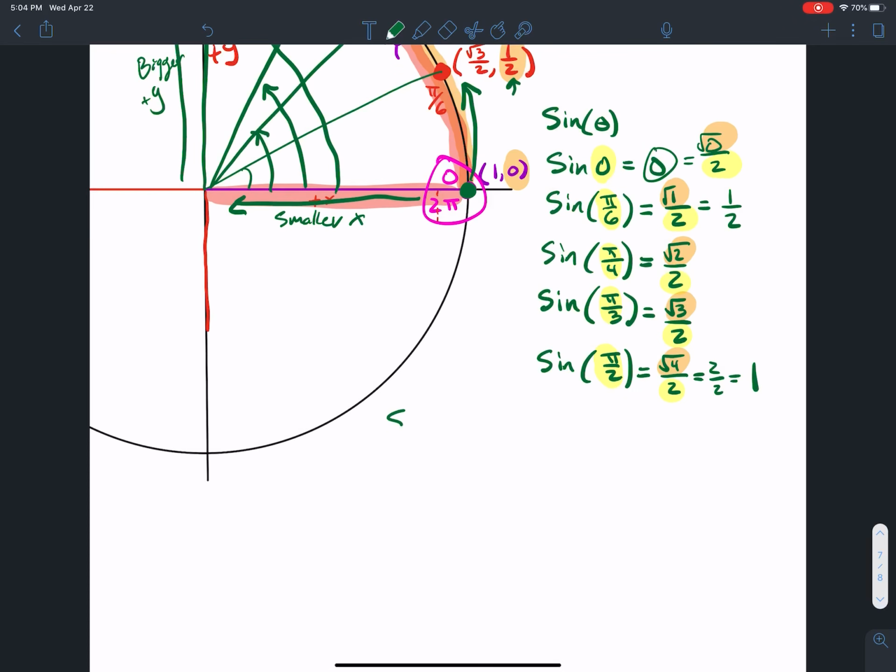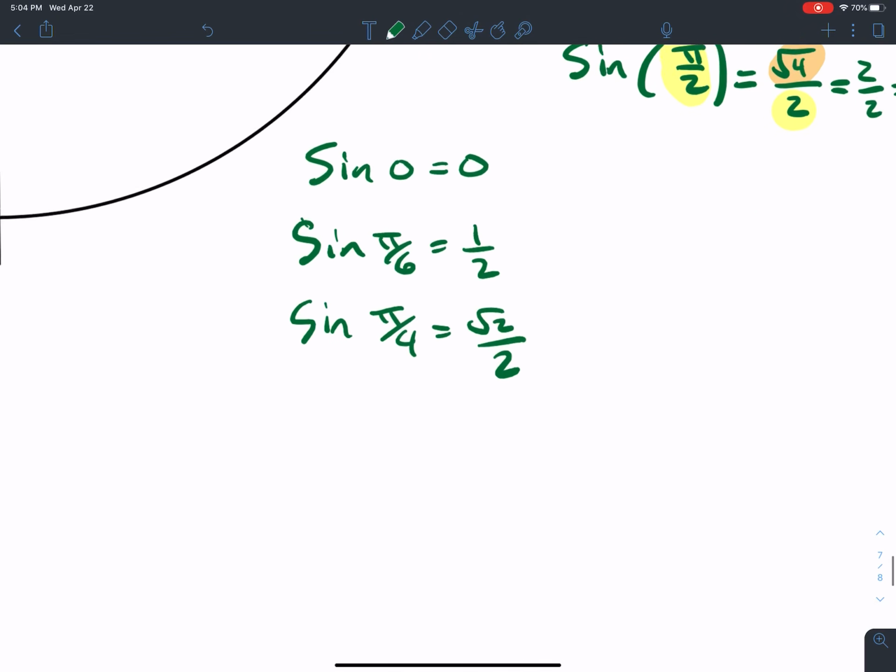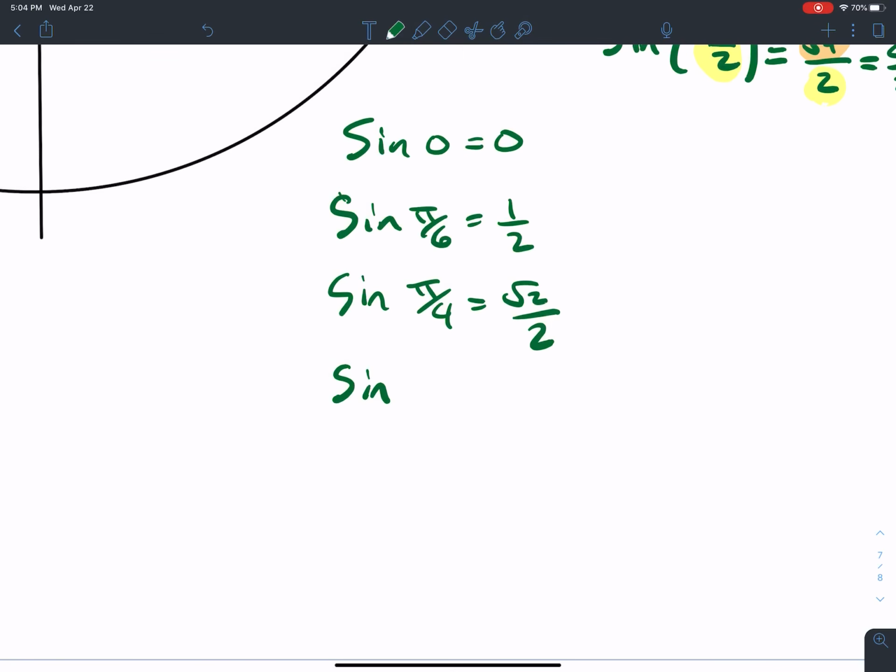So I have my sine of 0, which is 0. I've got my sine of pi over 6, which is 1 over 2. I've got my sine of pi over 4, which is square root 2 over 2. All I do is go up from there, right? Okay, so square root 3 over 2, square root 4 over 2, which is just 1.